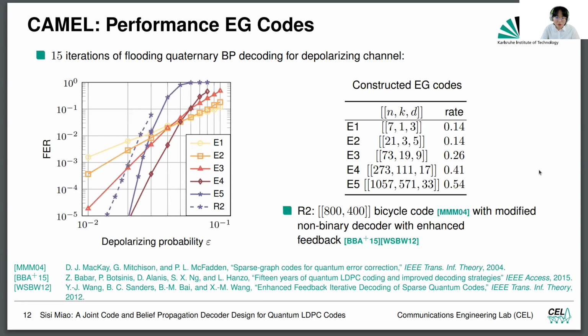And then we also want to show the codes over finite geometry that we mentioned earlier from the classical literature. Here we also list the parameters. Their minimum distances are also roughly the square root of the block length. We want to compare with, for example, this half rate bicycle code, which is comparable to E5, but this R2 uses a modified non-binary decoder with enhanced feedback post-processing. We took this curve from the paper by Babar, and you can see that our E5 only uses 15 iterations of layered BP, and we are still better than this bicycle code.